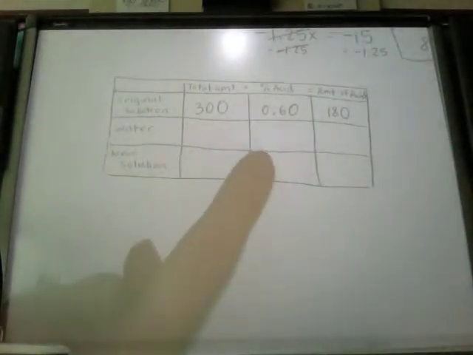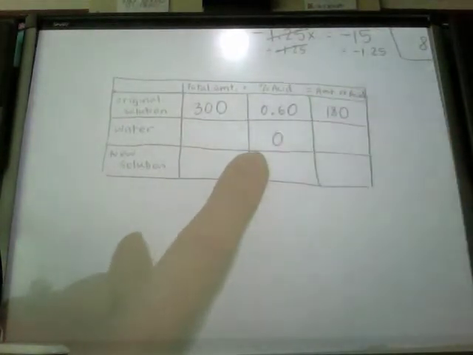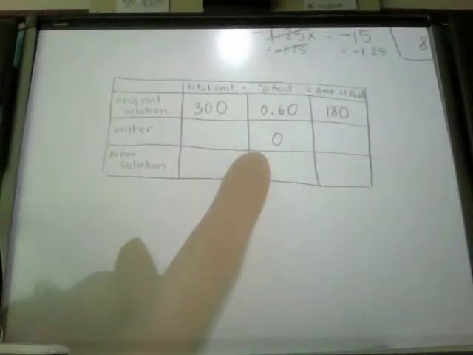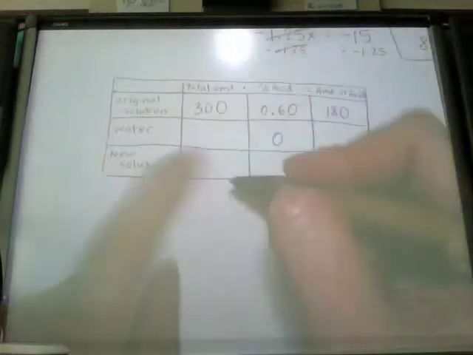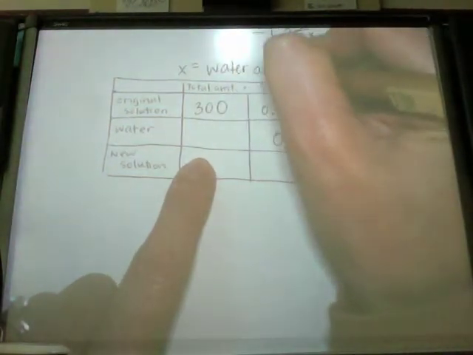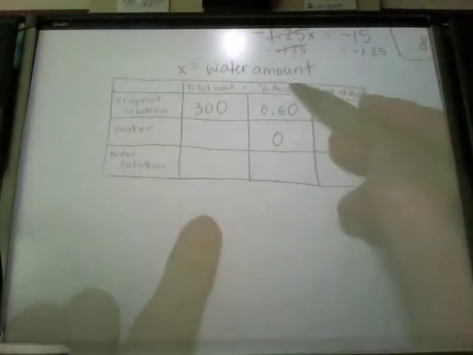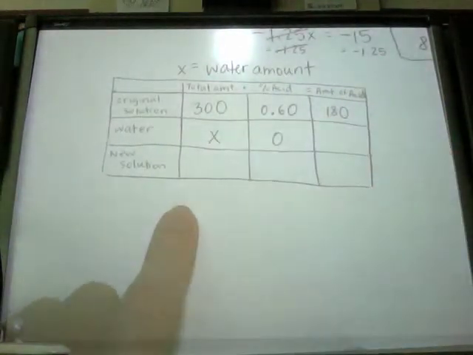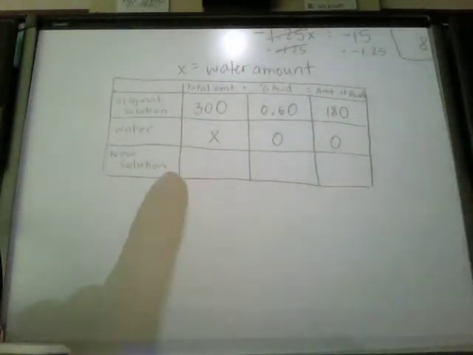Now, water. How much acid do you think is in water? Use your science brains. Jim? None. Otherwise, when we drank water, it would eat away our insides with every sip. Total amount of water. Well, let's have that be our variable, because that's what we want to find out, how much water he needs to add. So I'm going to say x is the amount of water. What's x times 0? 0.